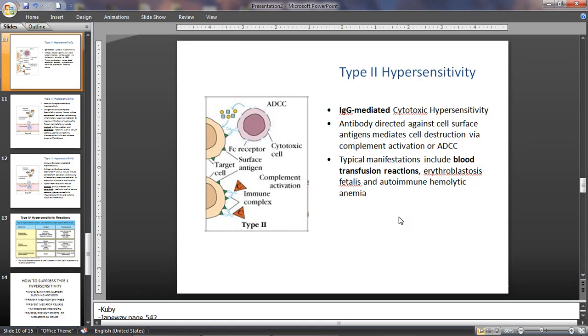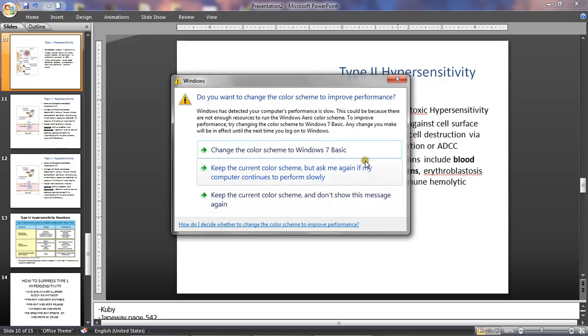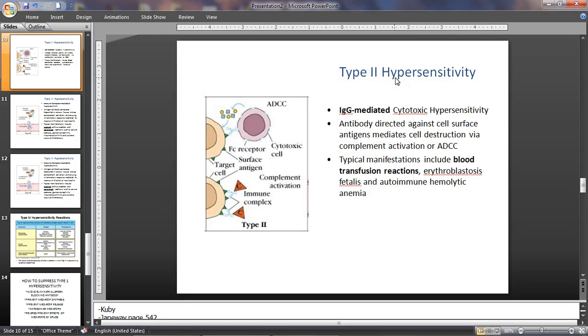Now, the type 2 hypersensitivity is due to immunoglobulin G mediated cytotoxic hypersensitivity. Here, the antibody directed against the cell surface antigens mediates cell destruction. Typical manifestations include blood transfusion reactions, erythroblastosis fetalis, and autoimmune hemolytic anemia.